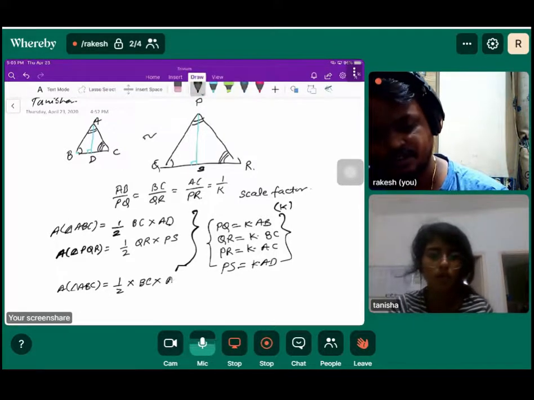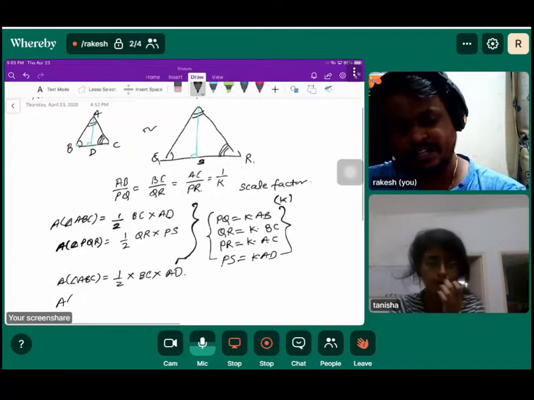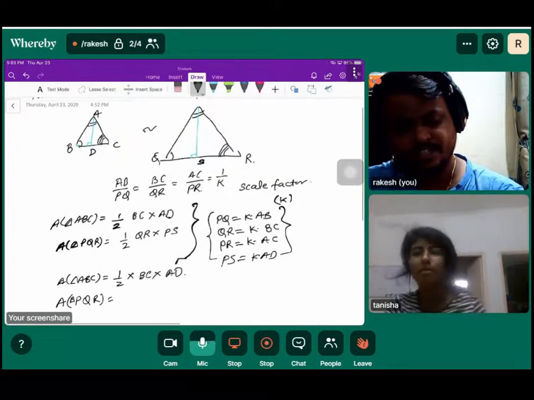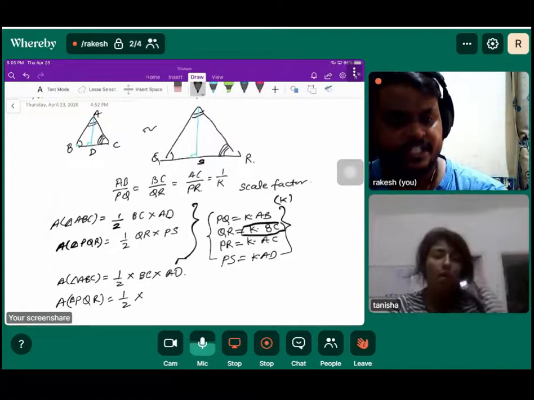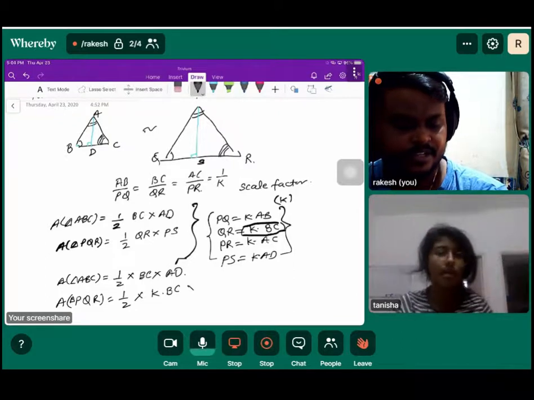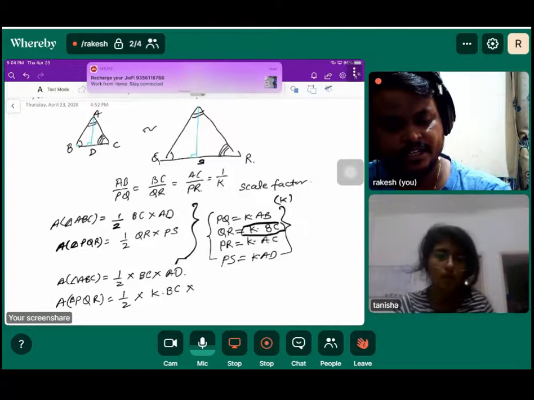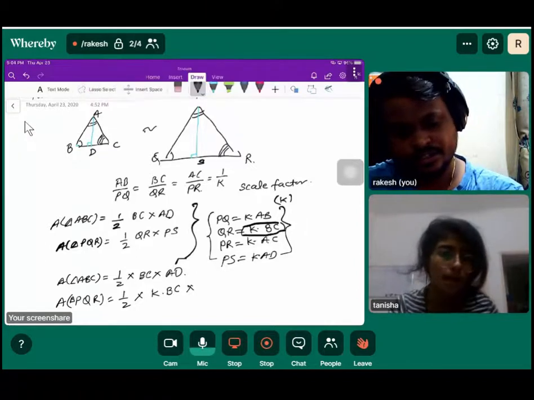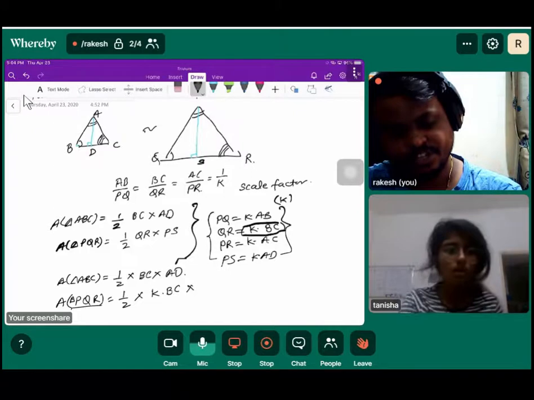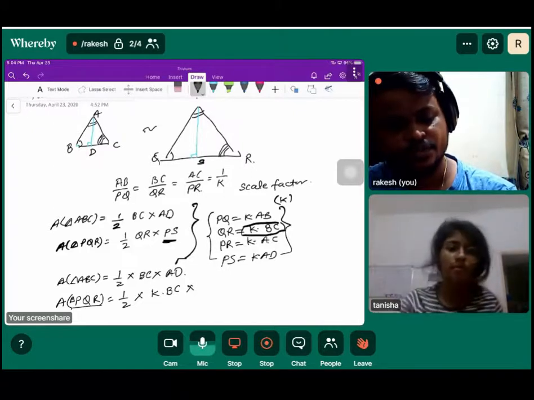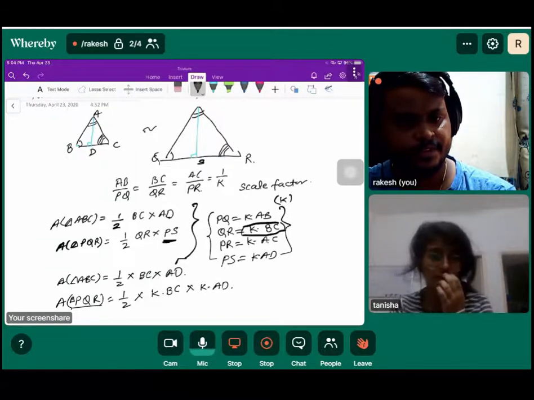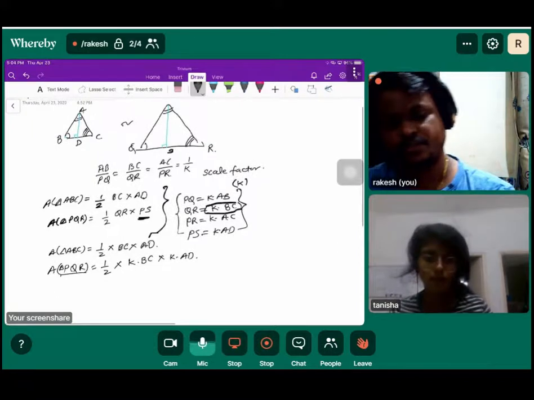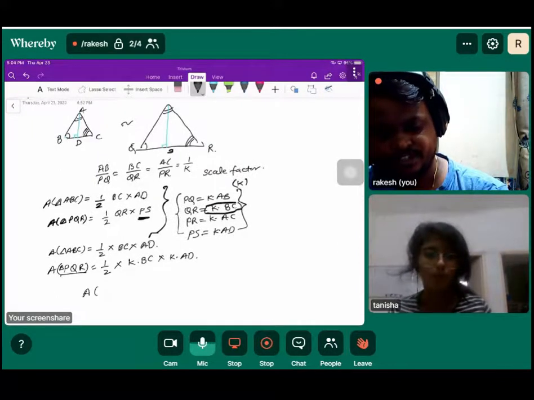Now in terms of triangle PQR, what would be the dimension? What is QR? QR is k BC. And the area of PQR is basically half QR and PS, right? So what is PS? PS is k AD, right?